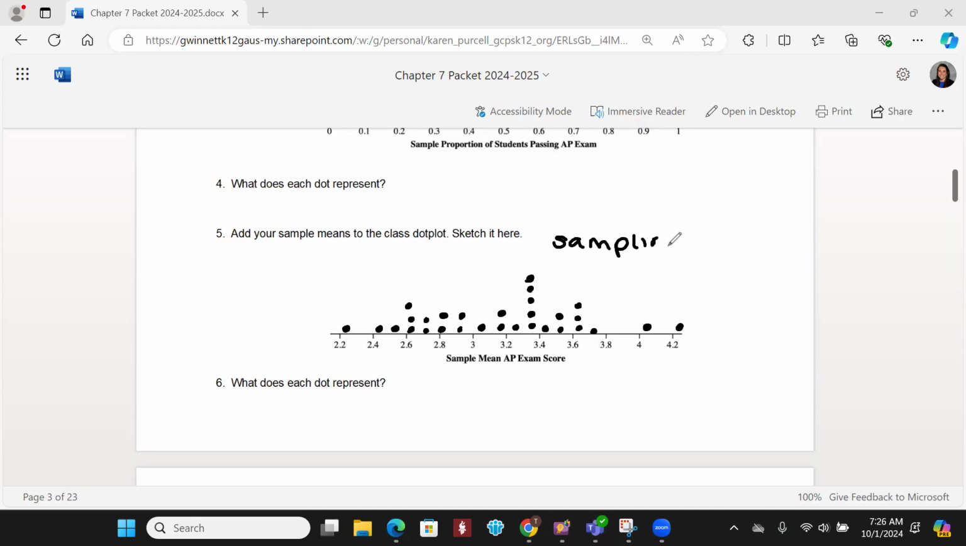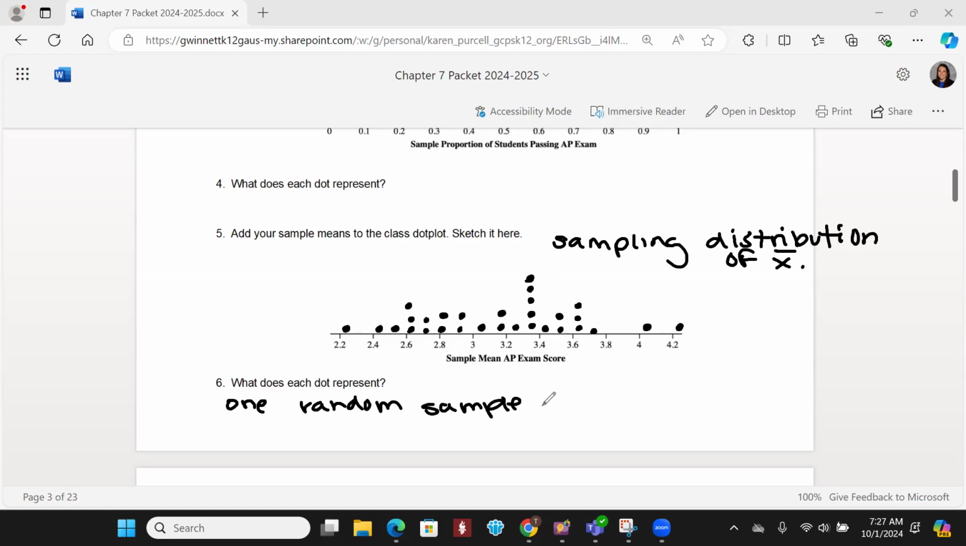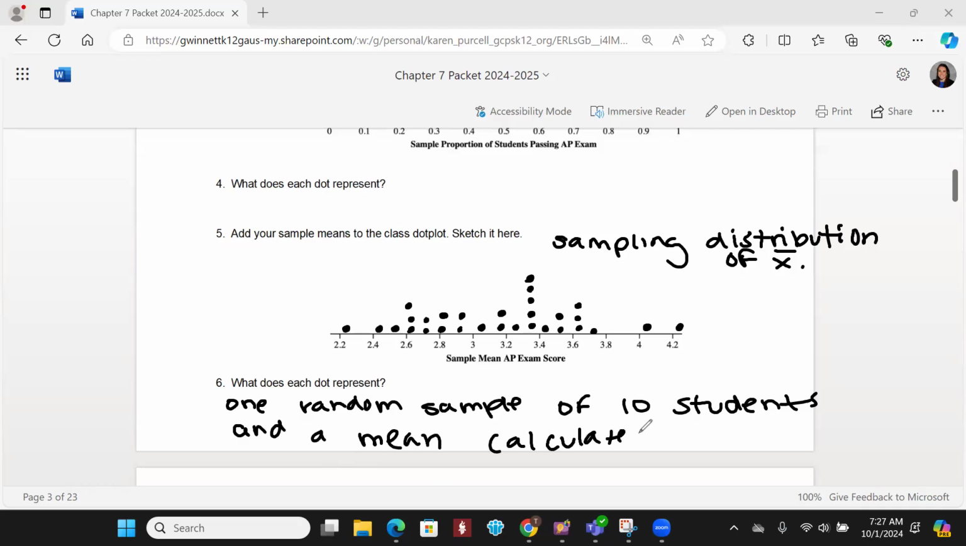This is a sampling distribution of X bar. So this is if I just ask Mo, I say, hey, you found your proportion, we put it on the last dot plot. Now I want you to find the mean of your sample. So what does each dot represent? One random sample of 10 students and a mean calculated from that sample.